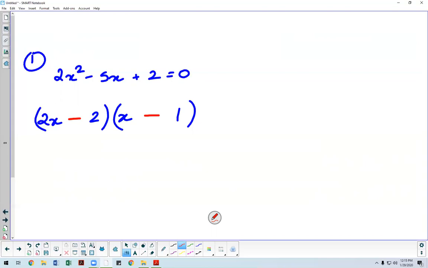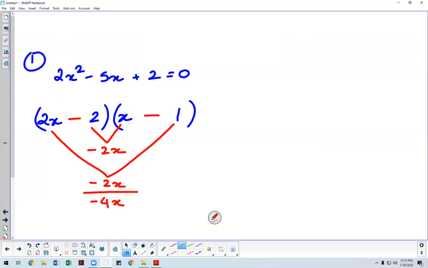So the way to check that and see if you're going to get negative 5x is multiply these two inner terms. So negative 2 times x gives you negative 2x, and then multiply these two outer terms, which will be 2x times negative 1, which also gives us negative 2x. And when we add negative 2x and negative 2x, what do we get? Negative 4x. So here's the problem. It's not negative 5x, right? So that means the 2 and the 1 in this position does not work.